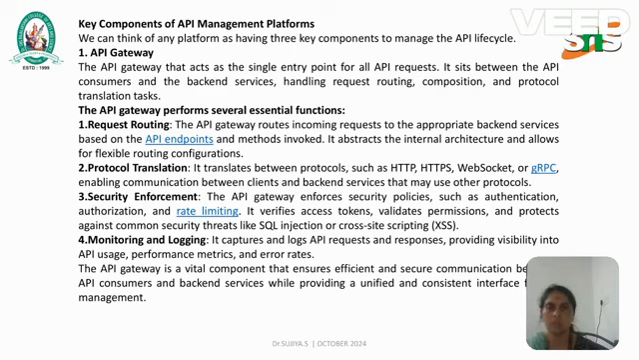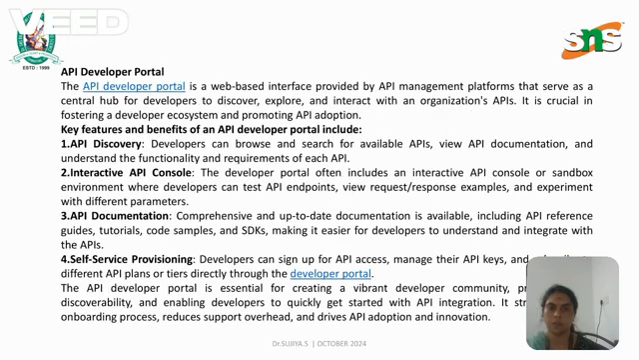In request routing, the API gateway routes incoming requests to the appropriate backend services, and protocol translation translates between protocols such as HTTP, HTTPS, and WebSockets. Security enforcement enforces security policies such as authentication, authorization, and rate limiting. Monitoring and logging captures the logging of API requests and responses, providing visibility into the API usage.